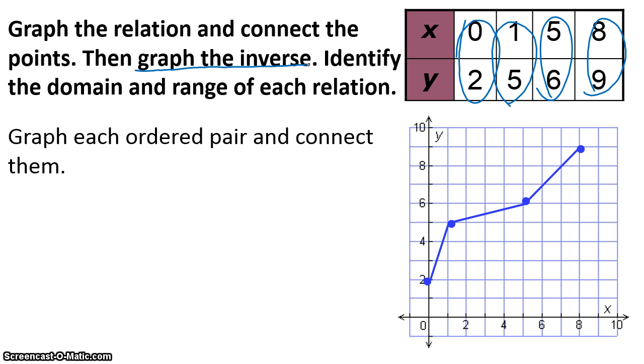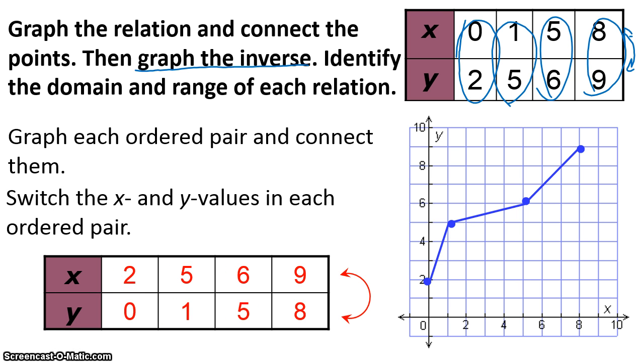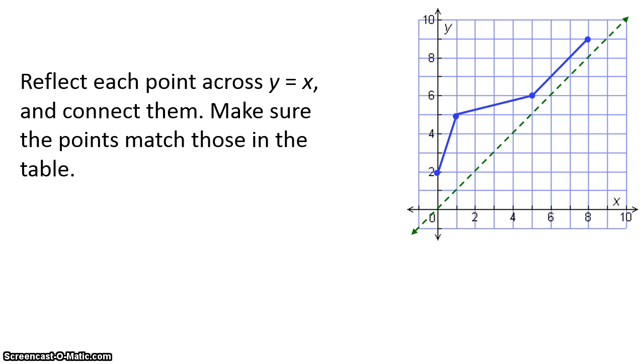So remember what I just said. That is basically taking those x and y values and switching them in the ordered pair. So our new table would look like this. You see how the 0, 2 is now 2, 0. The 1, 5 is 5, 1, and so on. And so now we're going to take our new points and reflect them over that line of y equals x. So here's our line, y equals x, that we're going to reflect over.